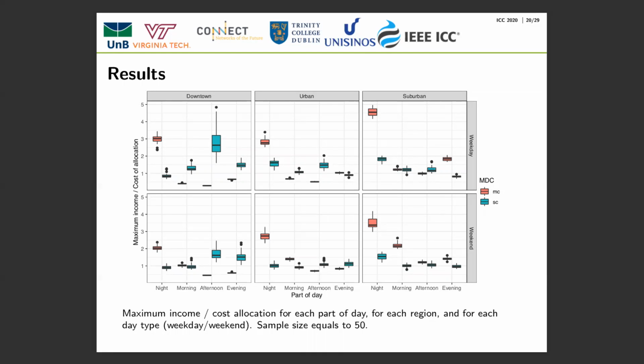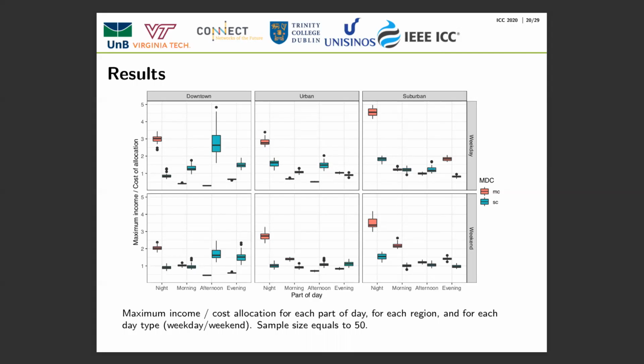Also, these figures present the proportion of maximum income per cost of allocation, indicating the potential of gains for network operators. The potential for gain is more relevant when the proportion is more than 1, which means that the operator's maximum income is higher than the budget used to serve its demand.